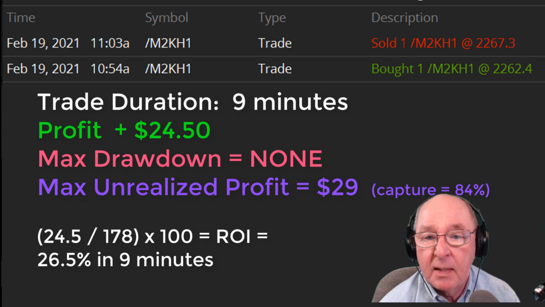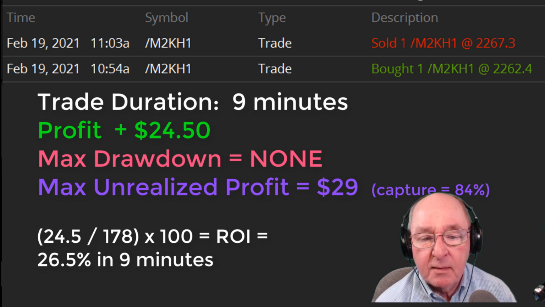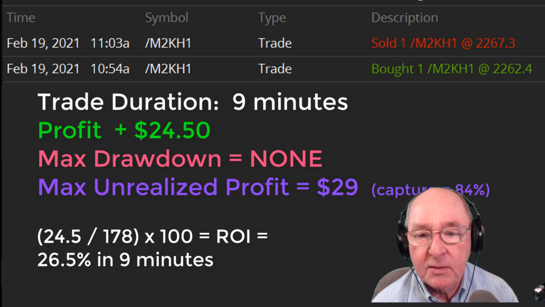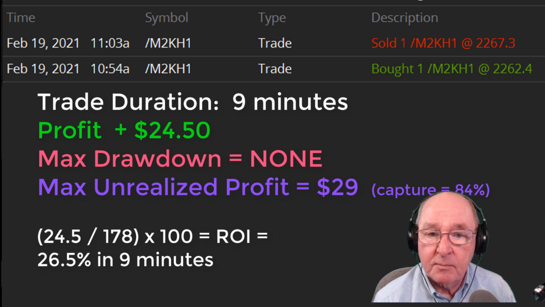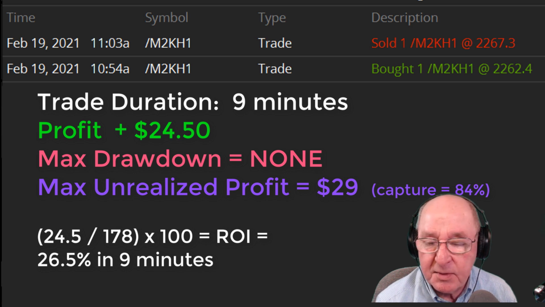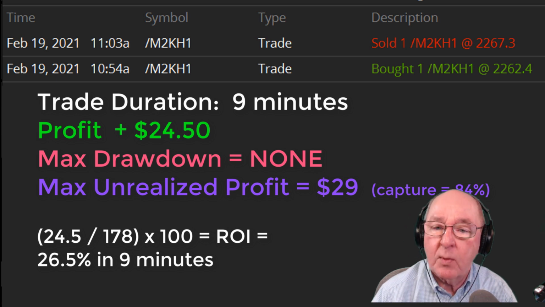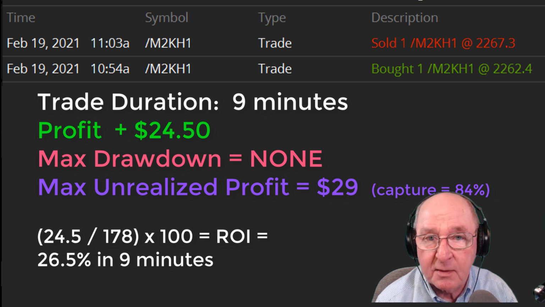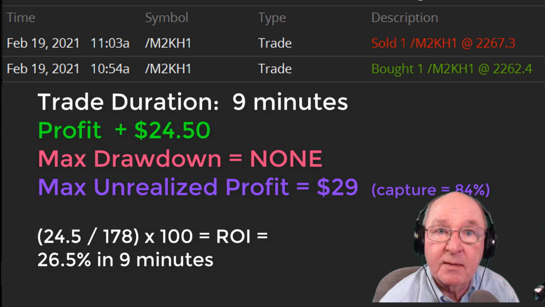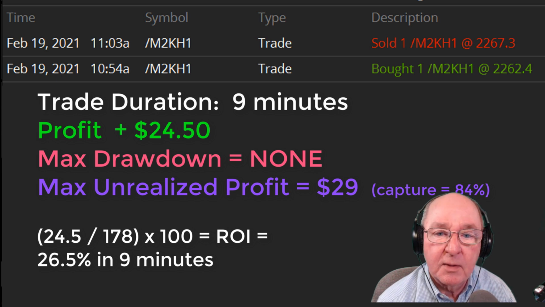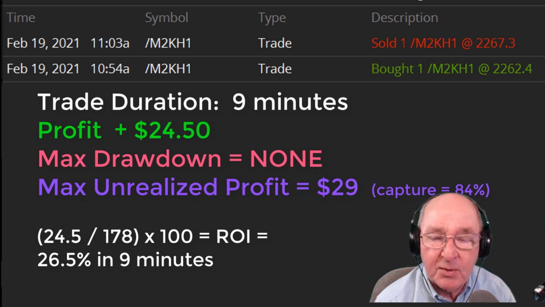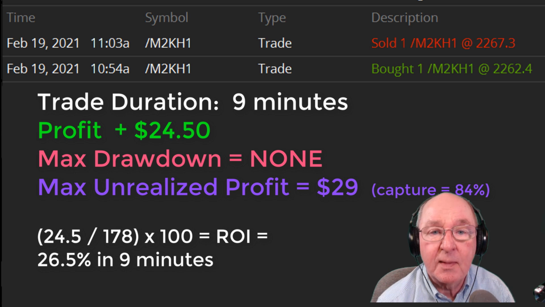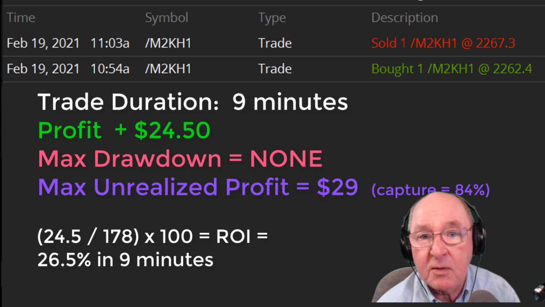The return on investment, and keep your socks on now because don't get that excited. It was $24.50 return on $178 in 9 minutes. That's a 26.5% return in 9 minutes. Sounds astronomical, and it kind of is because we're trading at a 50-to-1 leverage. But there's no way you're going to get that kind of return on all the money in your account. So that's why I said you can keep your socks on.